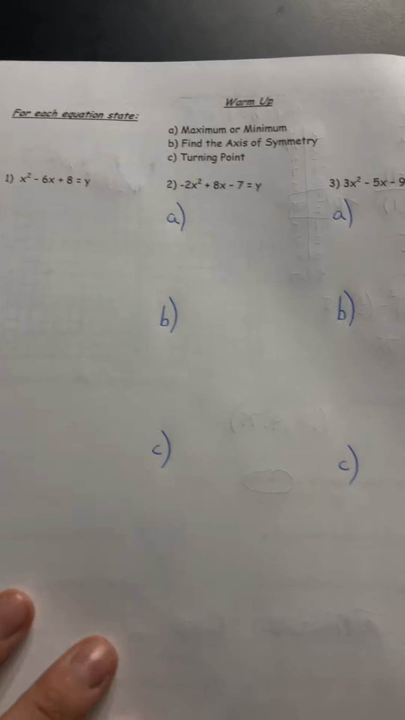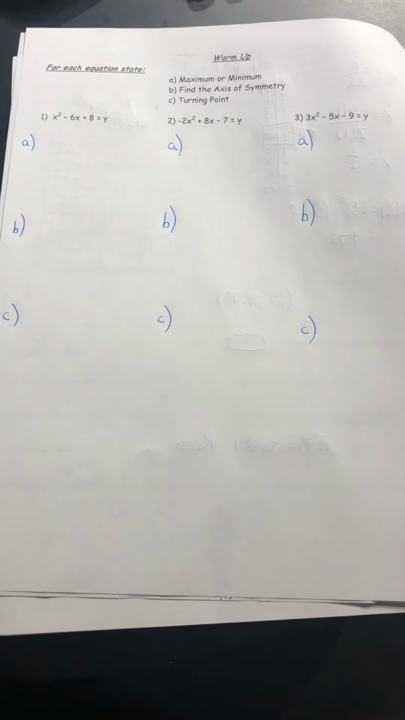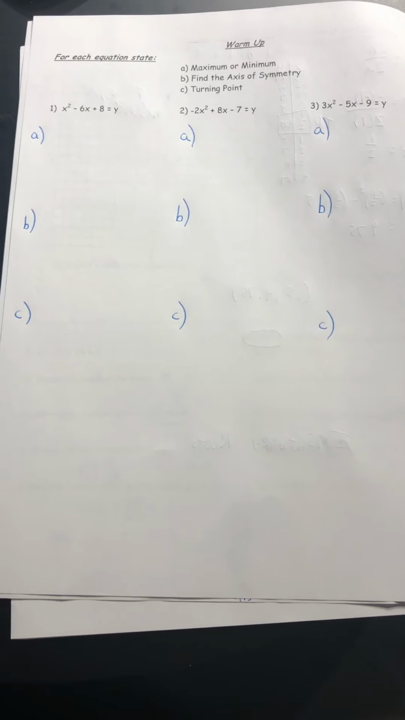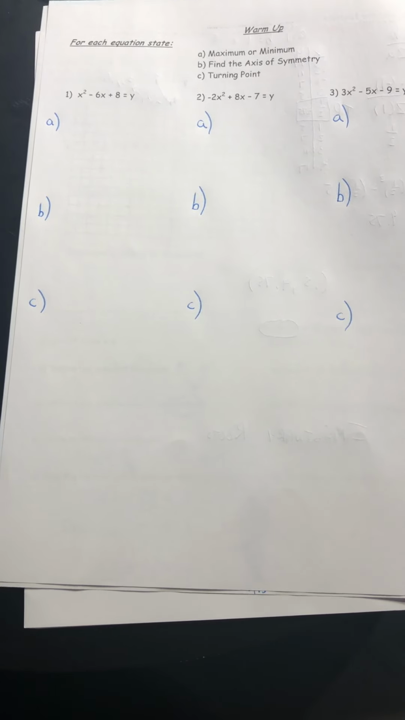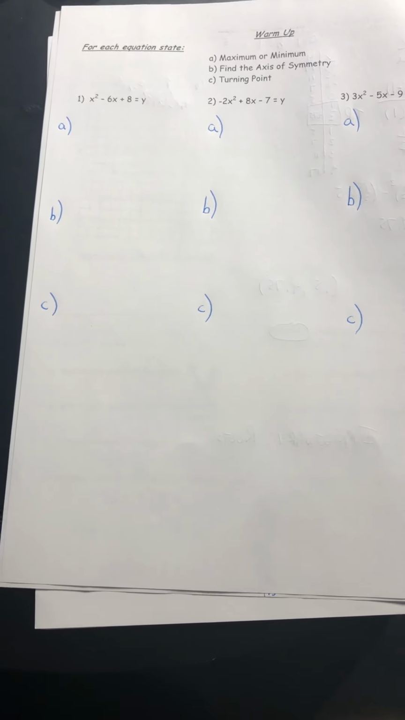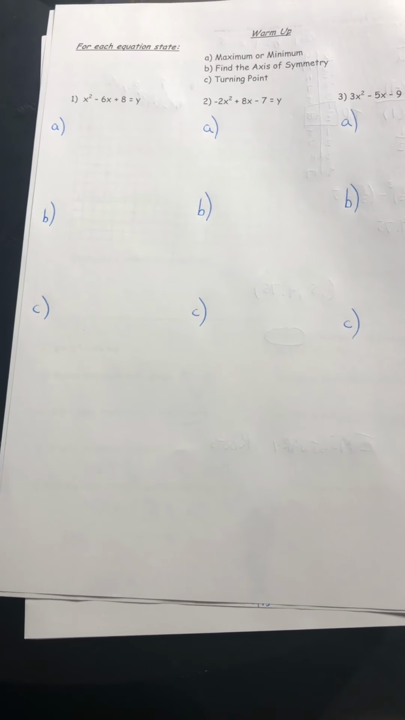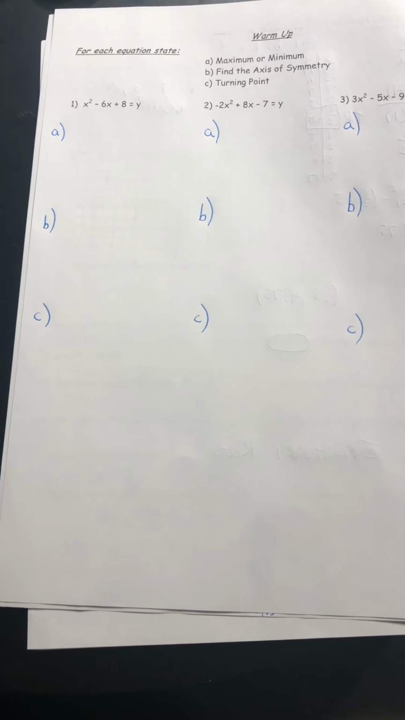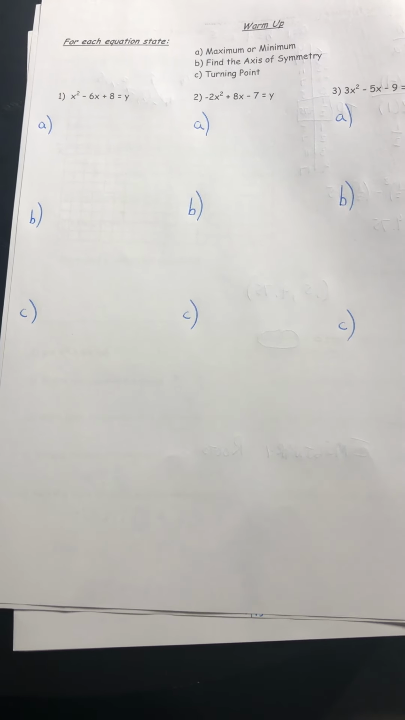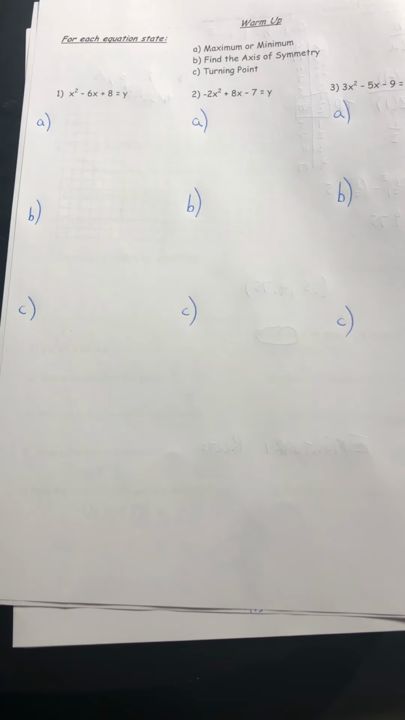Now this warm-up, you will be doing this on your own. It's the same thing we did in yesterday's lesson. You're going to state if it's a minimum or maximum, part A for each. Then find the axis of symmetry, so use x is equal to negative b all over 2a. And then find the turning point. You can try to do it using the calculator. I would also do it by hand to find the turning point.